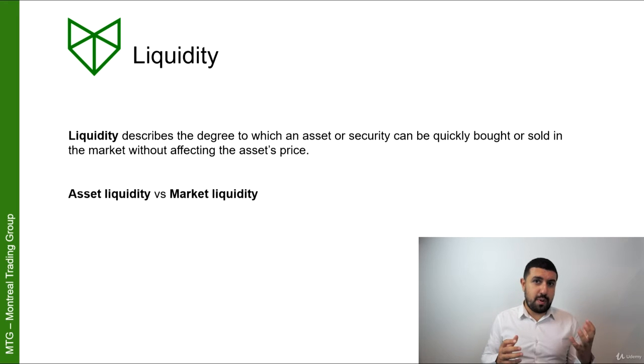For example, if I look at the stock market, it's pretty liquid. I can sell something for a huge amount of money very quickly without impacting its price too much. If I look at the housing market, it's less liquid. So if I want to sell a house right now, I'm probably going to impact its price.